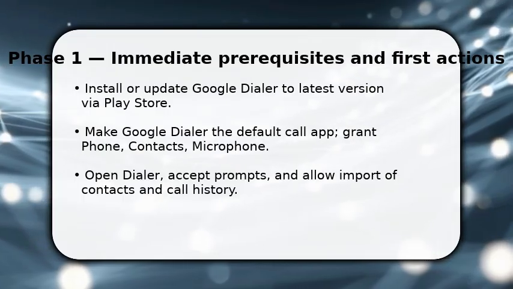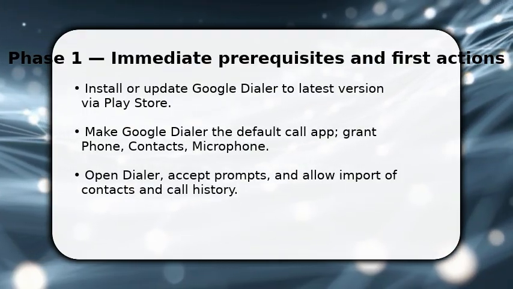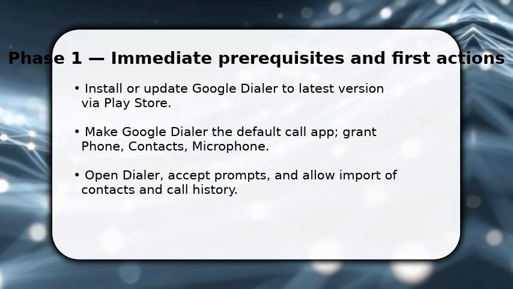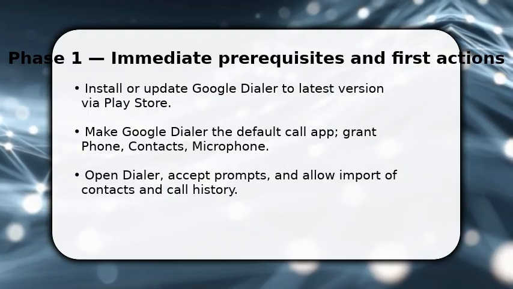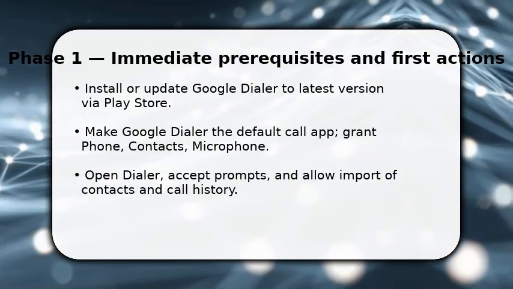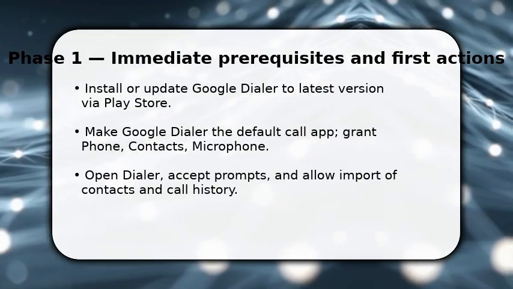You begin by making Google Dialer your default phone app so everything routes correctly. Tap Open, then grant phone, contacts, and microphone permissions when prompted. This enables call handling and caller ID. Once done, accept the contact import prompt so recent numbers appear immediately, and let the app sync. This avoids missing contacts during calls.